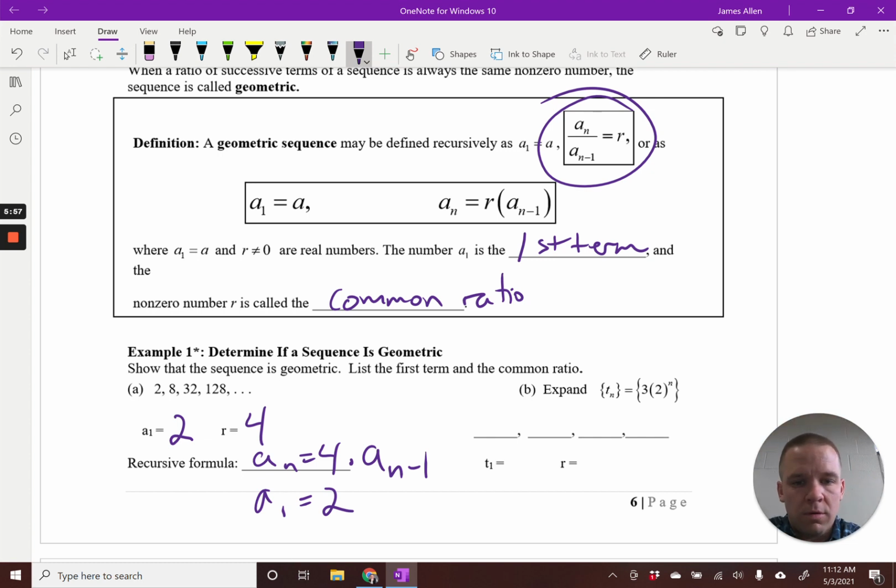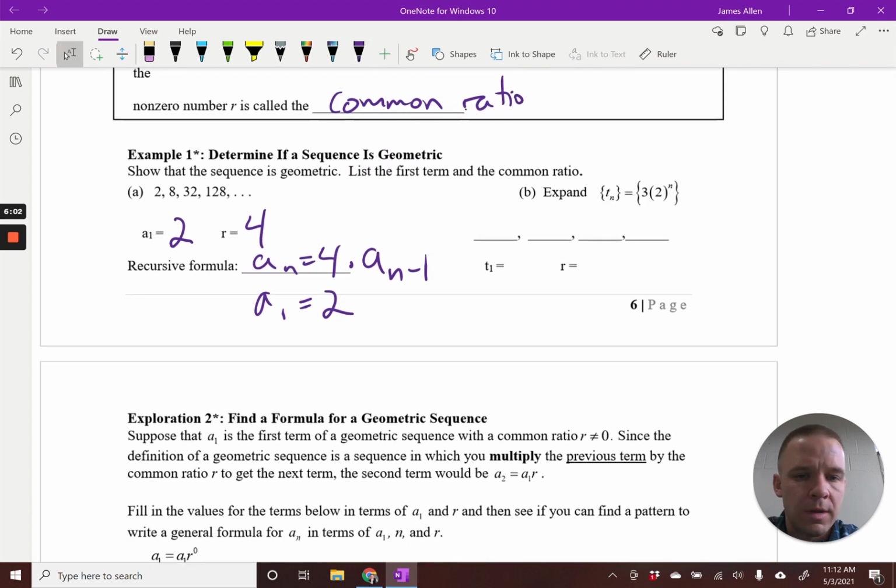Next one. Ooh, go the other way. You already gave us this. Expand. So first term, I just put in 1 for n. 2 to the first power is 2 times 3 is 6. So t sub 1 is 6. My common ratio, what's that? Let's wait a sec. If I plug in 2, 2 to the second power is 4 times 3 is 12. And then 2 to the third is 8 times 3 is 24. 2 to the fourth is 16 times 3 is 48.